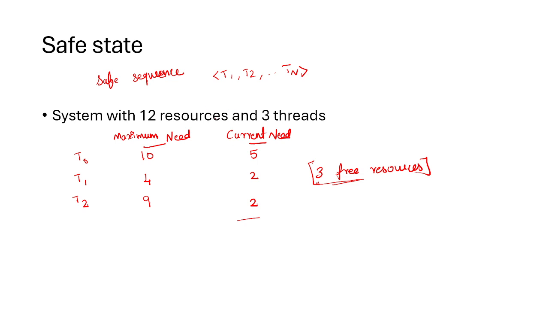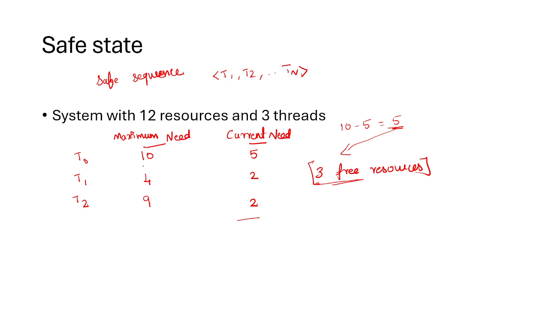Now consider that to complete the execution, the thread T0's maximum need is 10, already allocated is 5, the remaining 5 it needs. But we have only 3 resources. So T0 cannot start its execution as the requested 5 resources are not available.